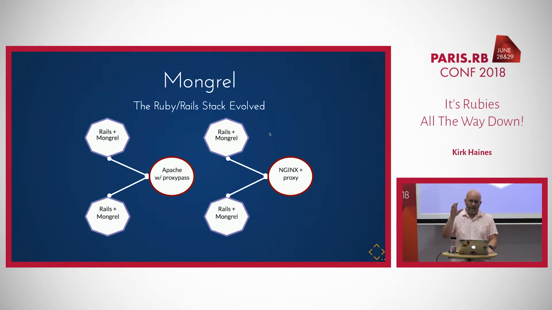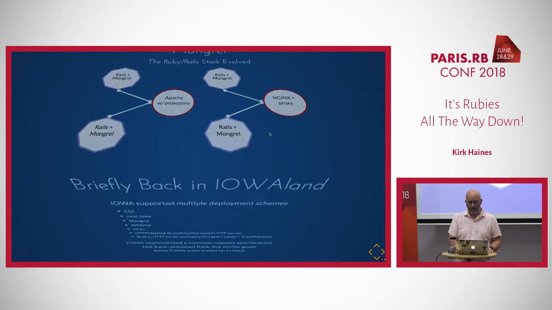And so at that point in time, the Ruby web stack as a whole was starting to evolve. And you saw adoption of other web servers like Nginx. And over time, things shifted away from Apache and primarily towards Nginx in the Ruby world.